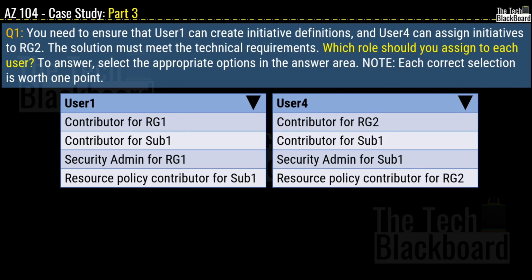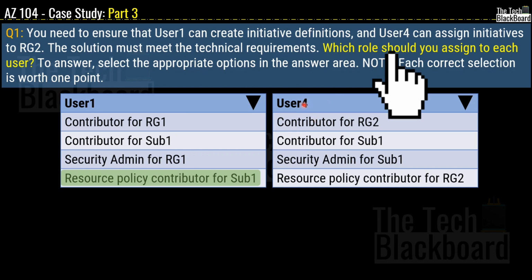Coming back to the presentation, we read in the Microsoft documentation that the Resource Policy Contributor role can do most Azure Policy operations. Owner has full rights. On the other hand, both Contributor and Reader have access to all read Azure Policy operations. With this knowledge in mind, let's try to find the answer for user 1. Because user 1 should be enabled so that he or she can create initiative definitions, for this we would need to assign the role at subscription level. That's why the correct answer for user 1 is Resource Policy Contributor for Subscription 1.